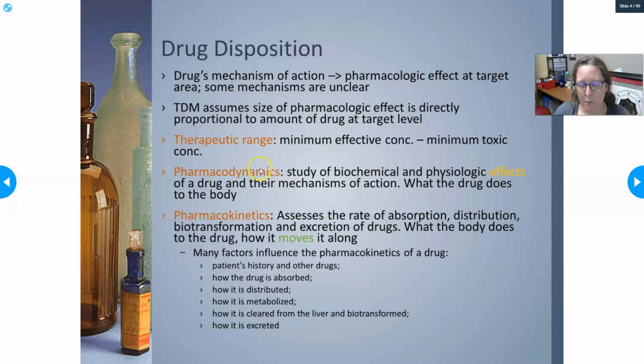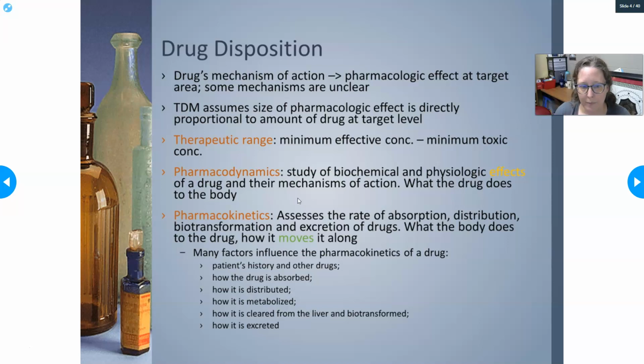So now let's talk about a couple other concepts, pharmacodynamics and pharmacokinetics. Pharmacodynamics is the study of the biochemical and physiological effects of a drug and their mechanisms of action. So it's basically what the drug does to the body. What receptor does it bind on? What process does it turn off, turn on, enhance? Like what does it do to the body?